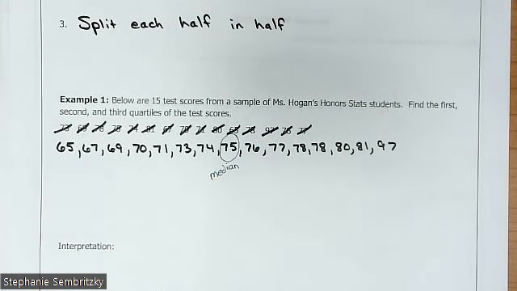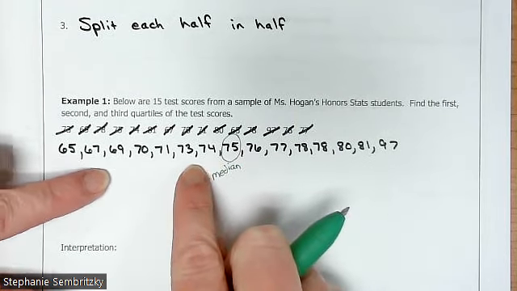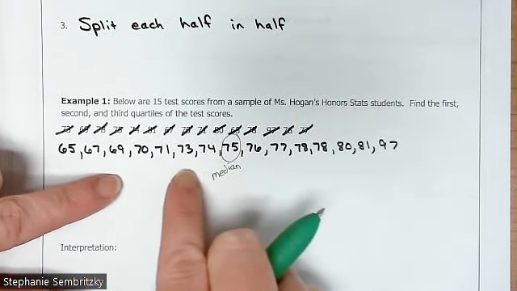Now that splits my data in half. I've got 7 on each side of it. So we need to find the middle of each side. So what's the middle of the lower side? There's 7 values.